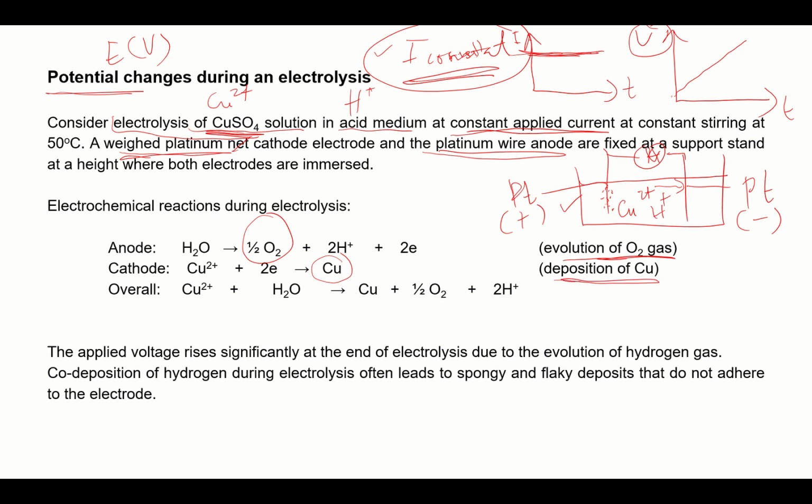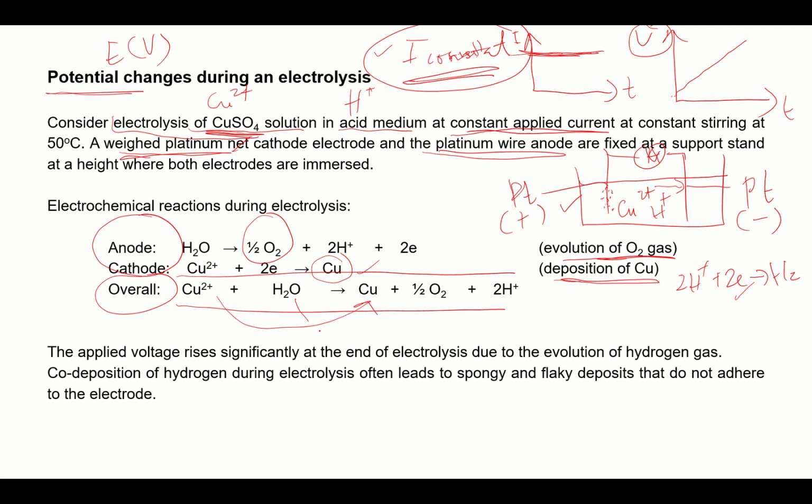We call it deposition of copper at the cathode. Besides that, hydrogen also tries to evolve at the cathode. But since this reaction is easier than hydrogen evolution, the reaction at the cathode will be dominated by this process. So this is the overall reaction. You combine these two, you will get the overall reaction: copper will reduce to copper metal, water will oxidize to form oxygen.